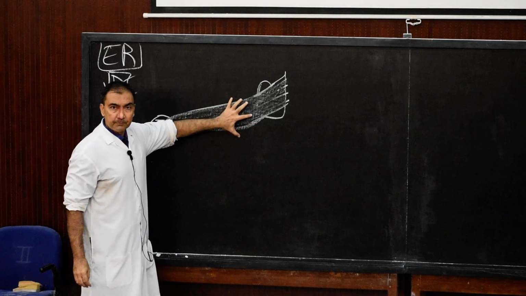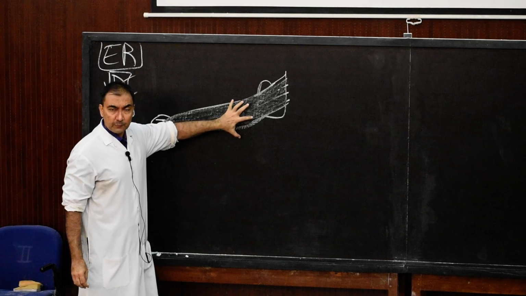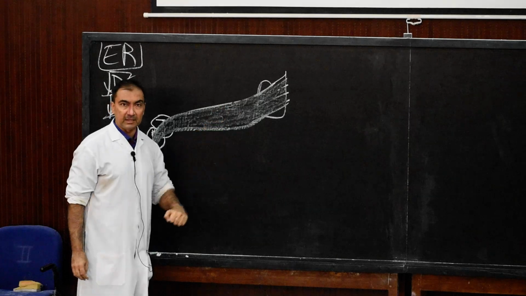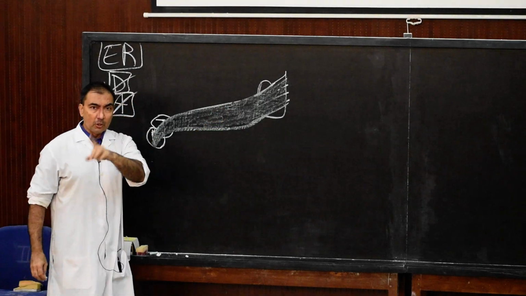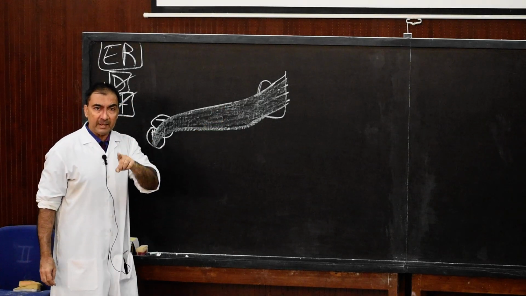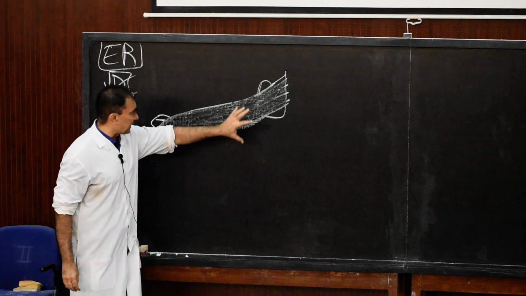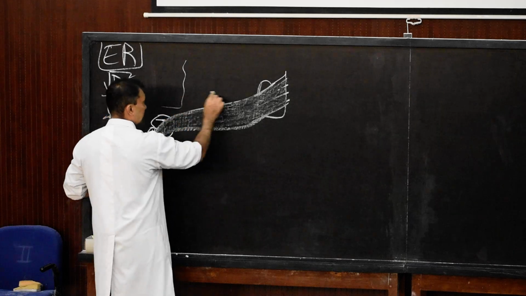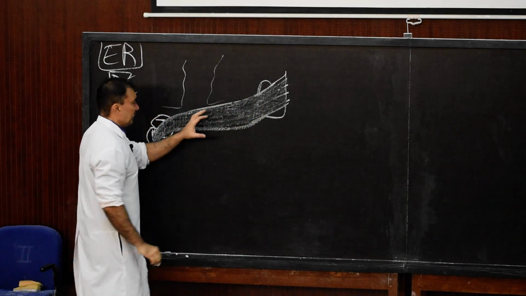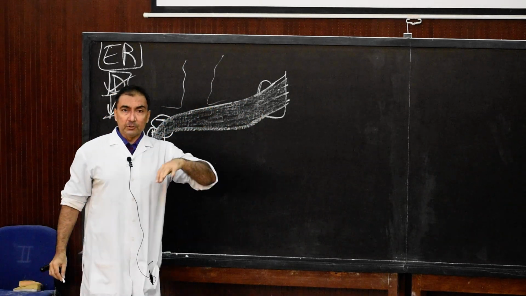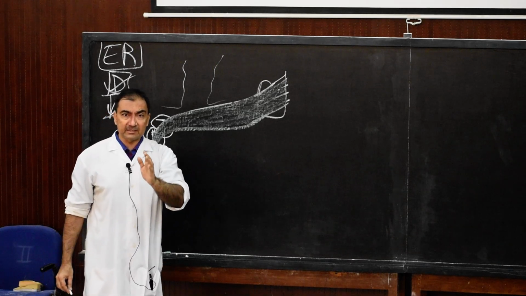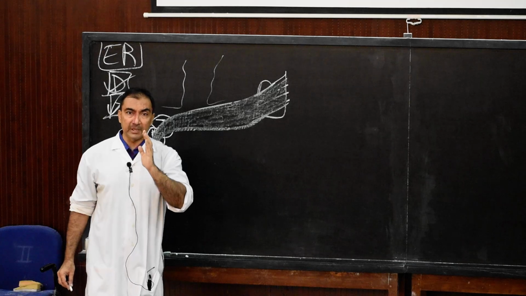From the deep surface of this extensor retinaculum, it will send various vertical septa which will divide the dorsum of the lower end of the radius and ulna, because over here there will be ulna, and this is the portion of radius. It will divide the posterior surface of the lower end of radius and ulna into 6 osseofascial compartments.